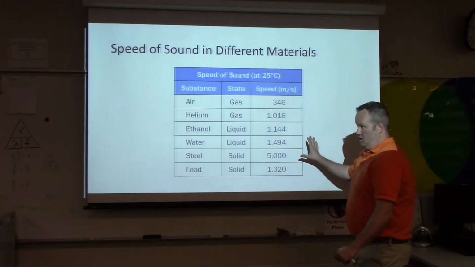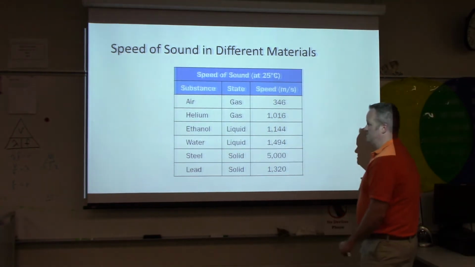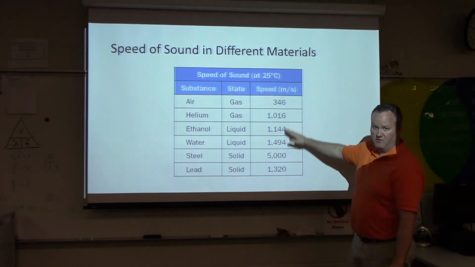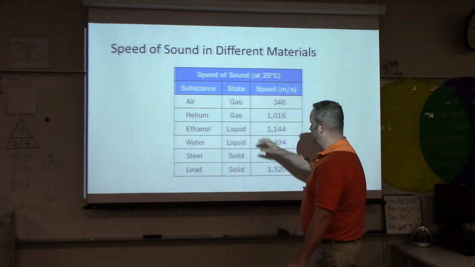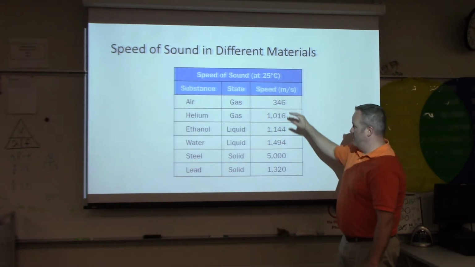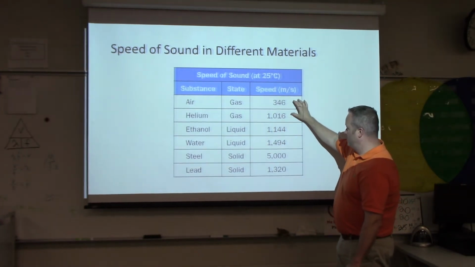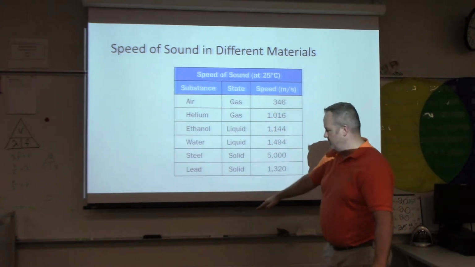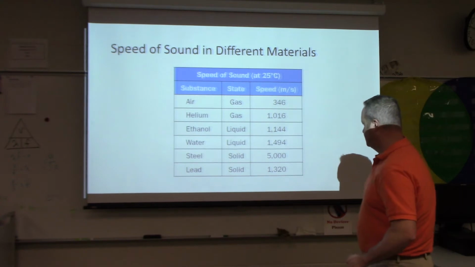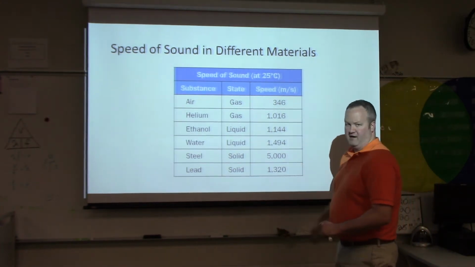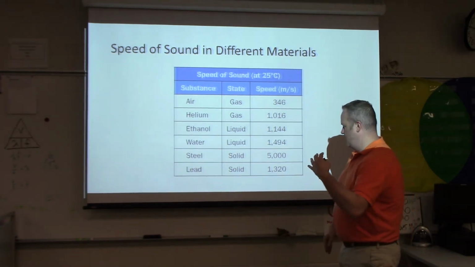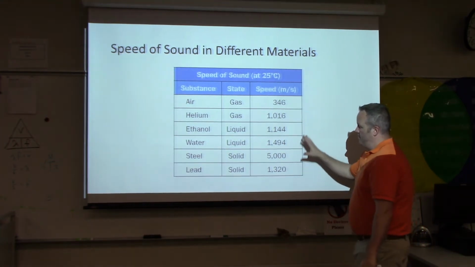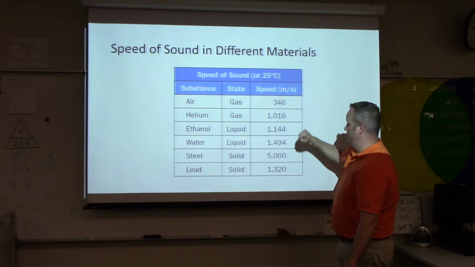So here we have a table that lists the different materials and the approximate or average speed of sound of these materials. The first two are gases, and we have air and then helium. And if you go down the list, what you can see is as you increase the density of the substance, the speed of sound is actually faster. So solids are going to have faster velocity of sound as it moves through those materials. And then gases have the slowest.